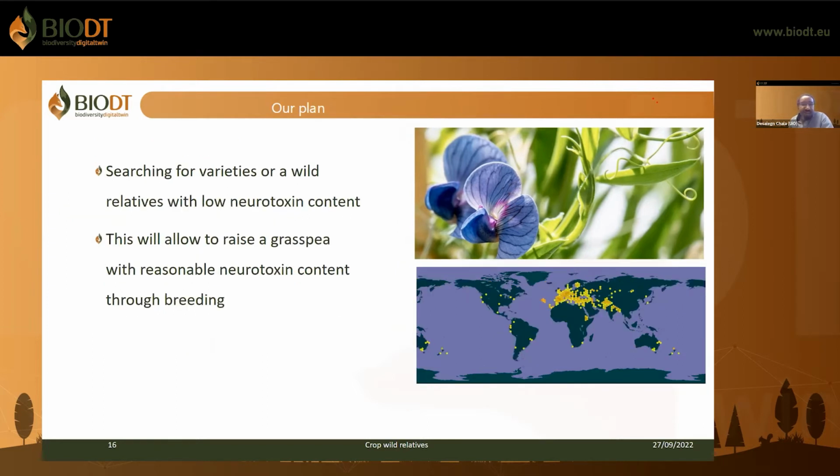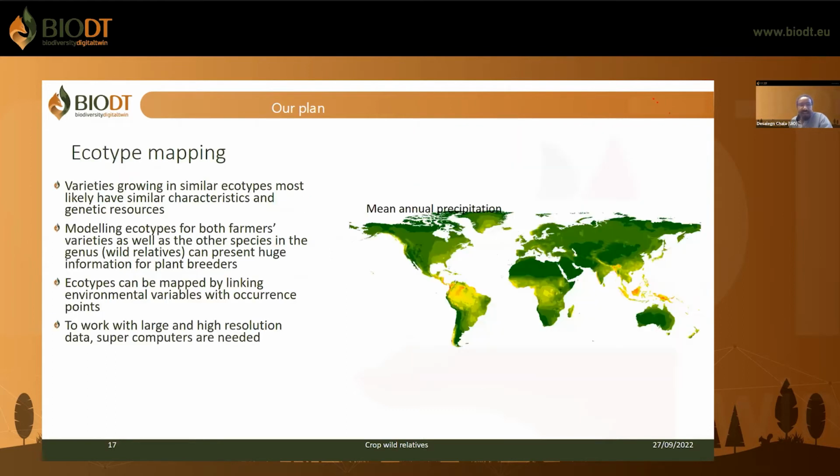So what's our plan? Our plan is searching for varieties or wild relatives with low neurotoxin content. And this will allow us to raise grasspea with reasonable neurotoxin content through breeding. We think that varieties growing in a similar ecotype most likely have similar characteristics and genetic resources.